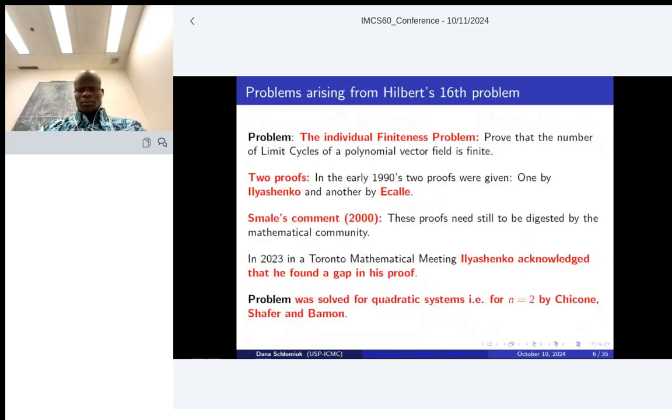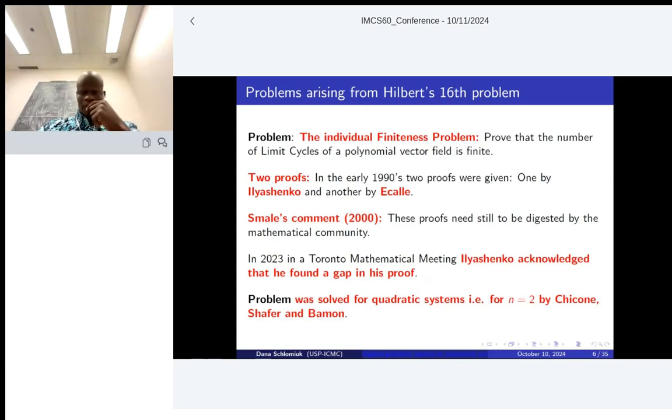Next. Now, advances in Hilbert's 16th problem are practically non-existent, but there are problems arising from Hilbert's 16th problem, and there are some advances on this side.